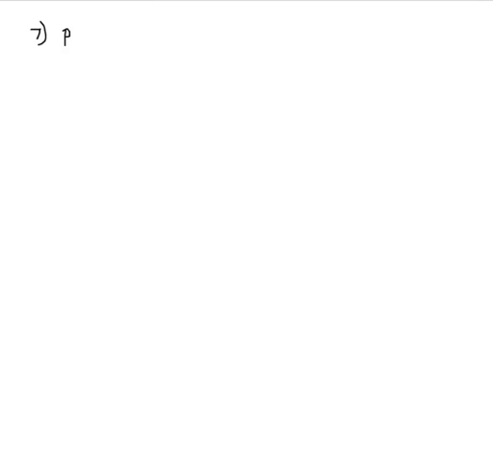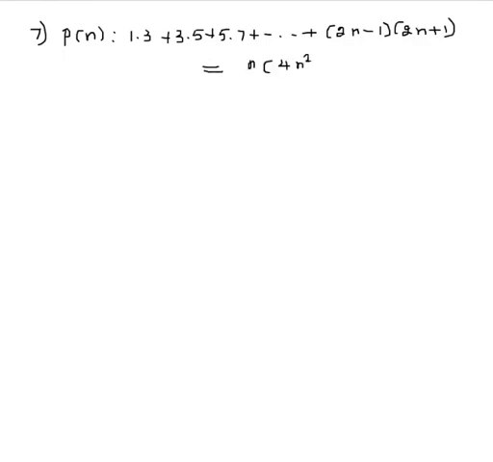Now question 7. The P of n statement is 1 into 3 plus 3 into 5 plus 5 into 7, etc., and the nth term is 2n minus 1 times 2n plus 1. It is equal to n into 4n square plus 6n minus 1 divided by 3.